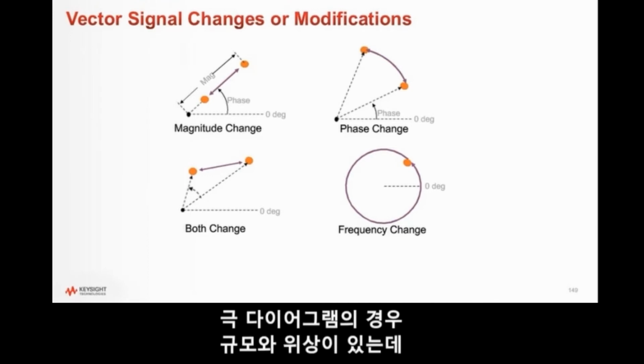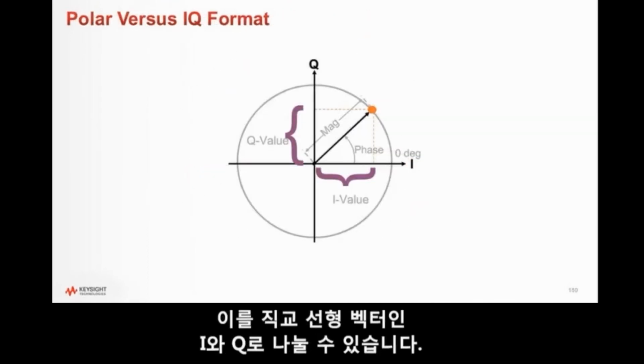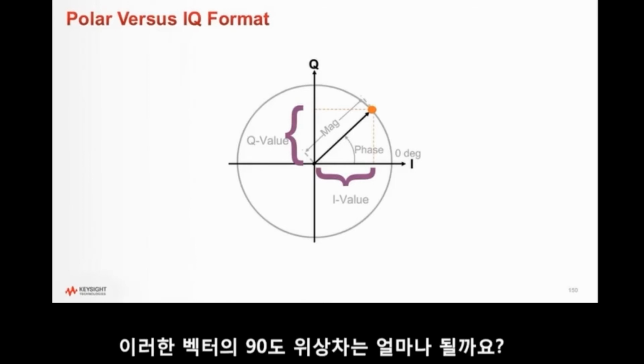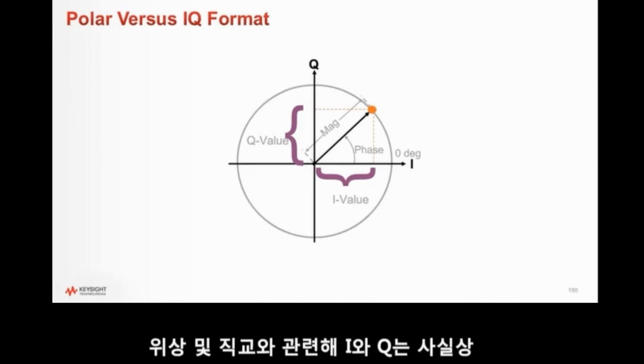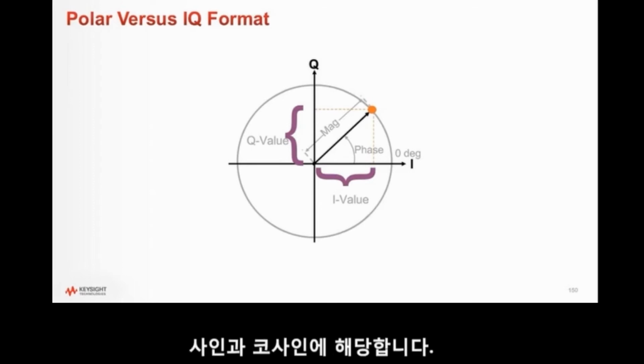So with polar diagram, we've got magnitude and phase, but we can break that into orthogonal linear vectors, I and Q. But we've got to think here, what's a 90-degree phase difference for those vectors? Well, sine and cosine are 90 degrees apart. So when we talk about I and Q, in phase and quadrature, we're really talking about sine and cosine.